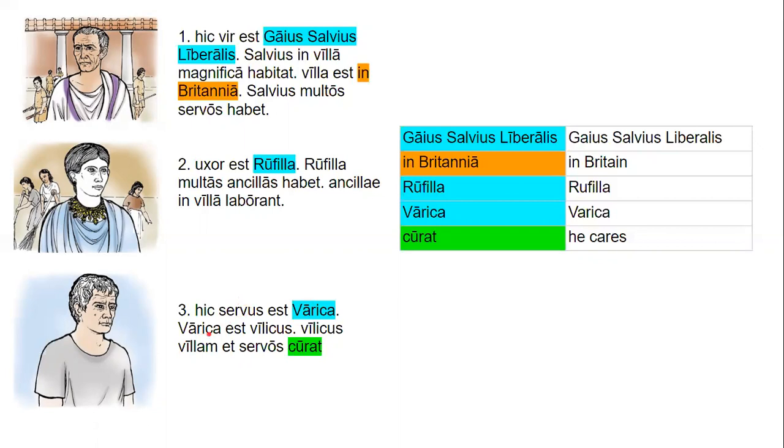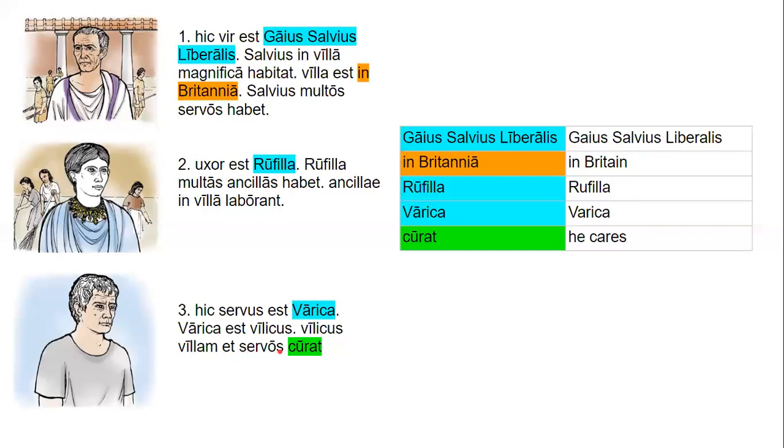Okay, Varica est vilicus. So Varica is an overseer. That's probably the best way to translate that. So he's specifically a slave that manages other slaves on a farm. Okay. Vilicus villam et servos curat. So the vilicus, the overseer, cares for the house and the slaves.